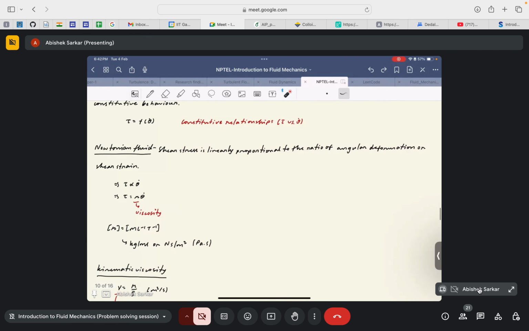So for a Newtonian fluid, as the name suggests, a very simple definition would be a fluid that follows Newton's law of viscosity. Newton's law of viscosity is that for this kind of flow, the shear stress varies linearly with the shear strain rate or the angular deformation. For a Newtonian fluid, the shear stress will vary linearly with the angular deformation or the shear strain rate.